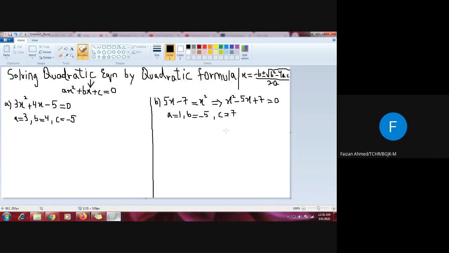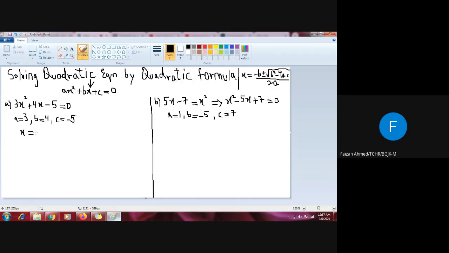So this is basically the first step in the quadratic formula. You first have to identify the values of a, b, and c. After identifying the values of a, b, and c, you just have to put the values in the formula and just use the calculator to find the value of x. सिर्फ फॉर्मूला यूज करना है. हम फॉर्मूले को दोबारा लिख लेते हैं.